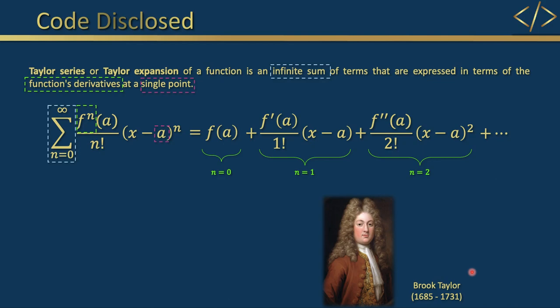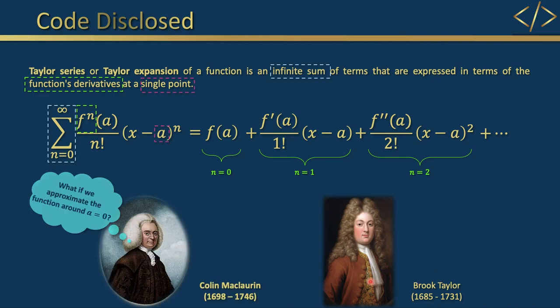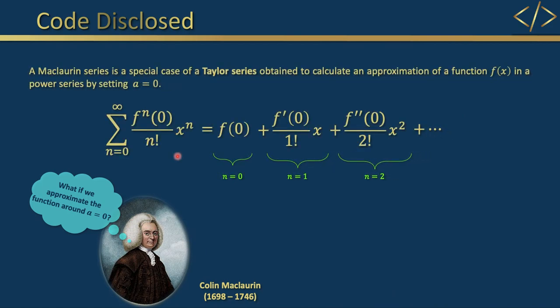At the same time this series was introduced by Brook Taylor, a Scottish mathematician called Colin Maclaurin introduced the idea: what if we use this Taylor expansion, but instead of using a single point that is not 0, what if we approximate a given function at 0? What if we just put a equals 0? What would happen? Well, the result is not a completely new series. It's just Taylor series in a special case where a is 0.